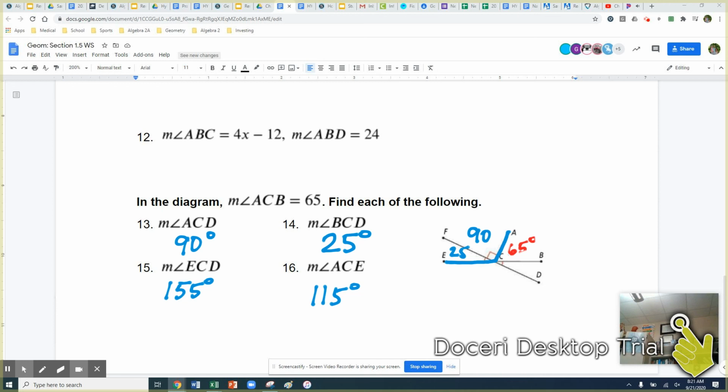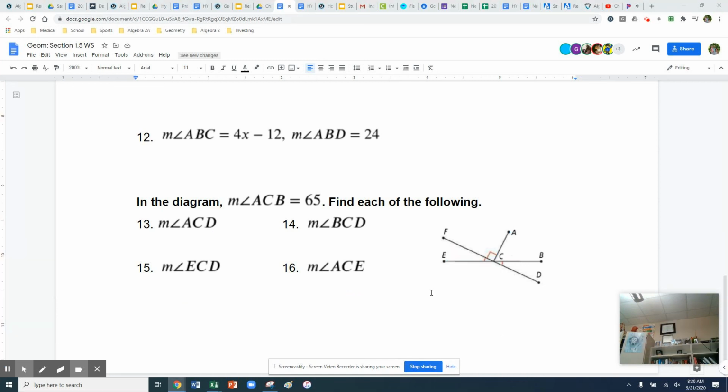So there was 13 through 16 on 1.5. Were there any others from 1.5 that you guys want to take a look at? Anything else? You can ask me individually too if you don't want to ask the whole class. I'll come around to help in a little bit here. Anything else?